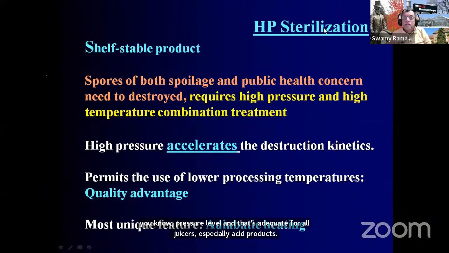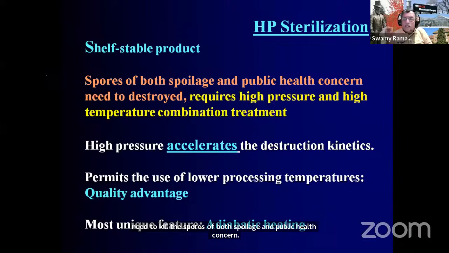Sterilization is more difficult, because here not only vegetative bacteria, you also need to kill the spores of both spoilage and public health concern, like Clostridium botulinum. It's a spore-forming bacteria. Spores are very resistant to high pressure at room temperature or refrigerated temperature. So they require softening of the spore coat by elevating temperature to a moderate level, like 80 degrees. That softens the spore coat, and then you apply the high pressure and it can kill the spore-forming bacteria. So it requires the combination of moderate temperature.